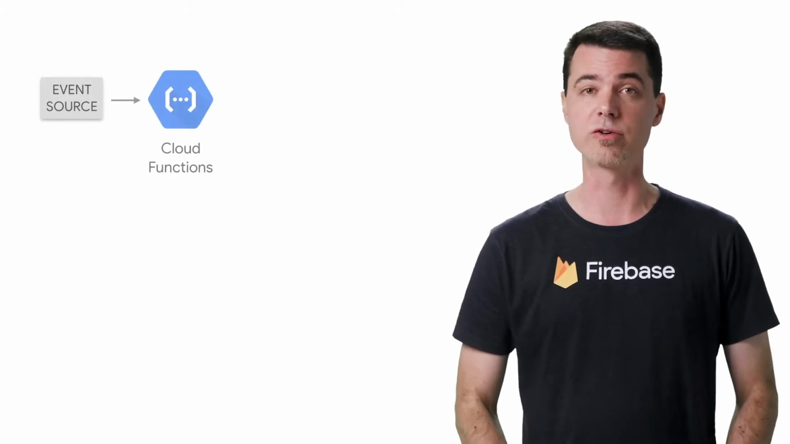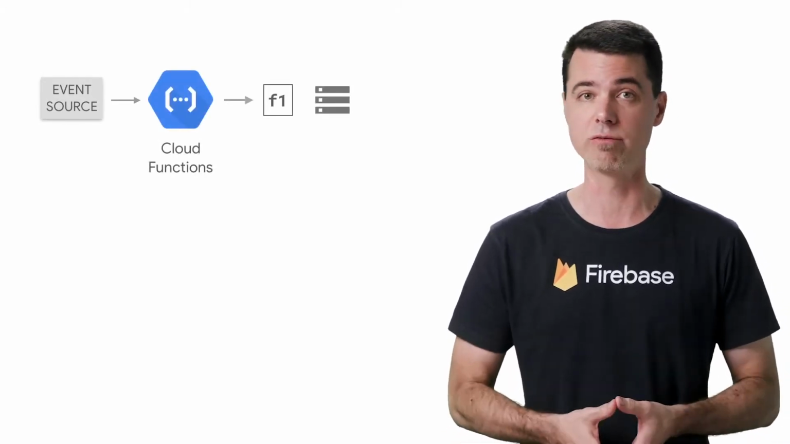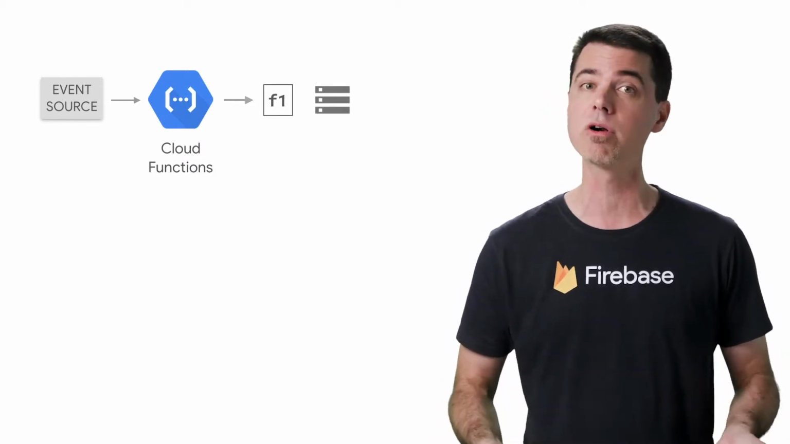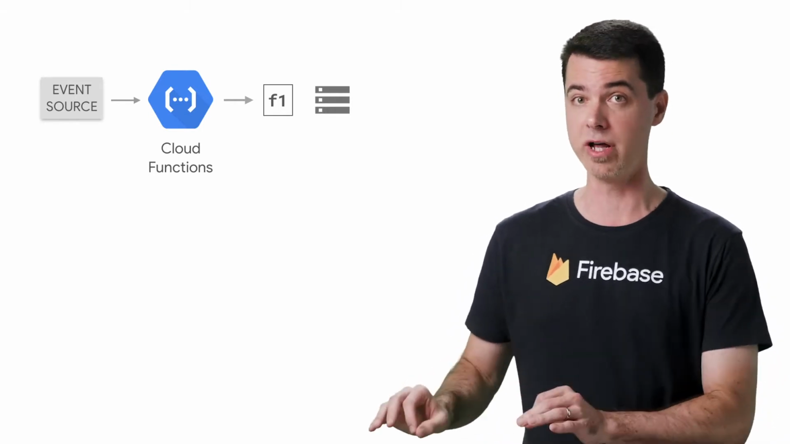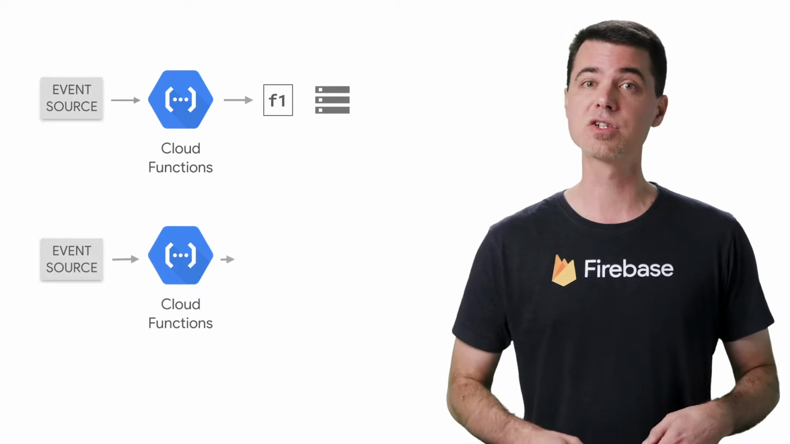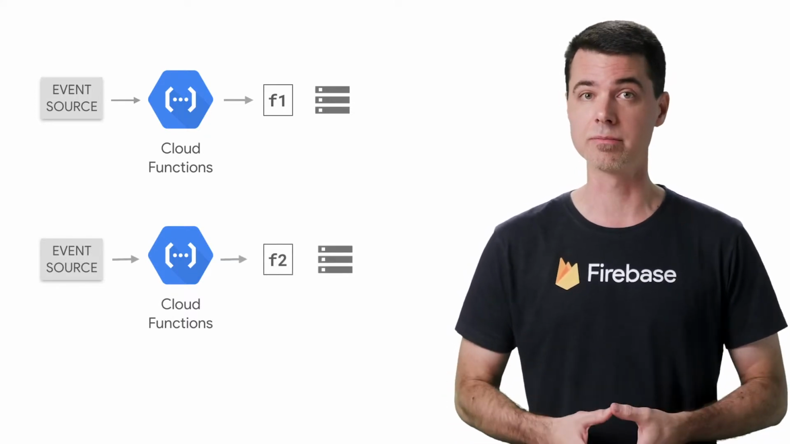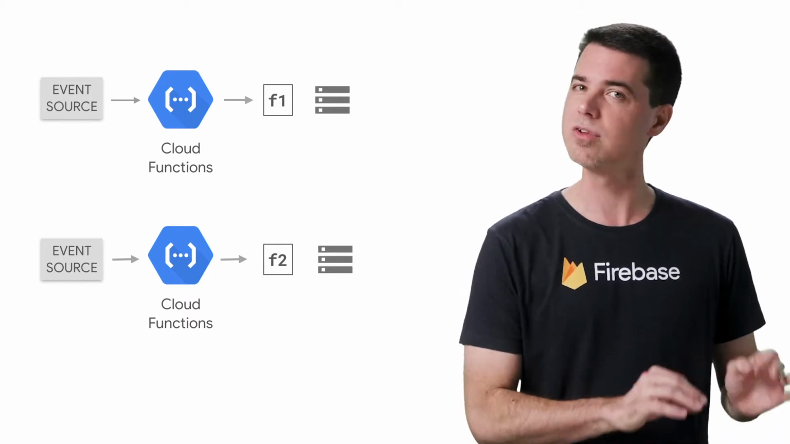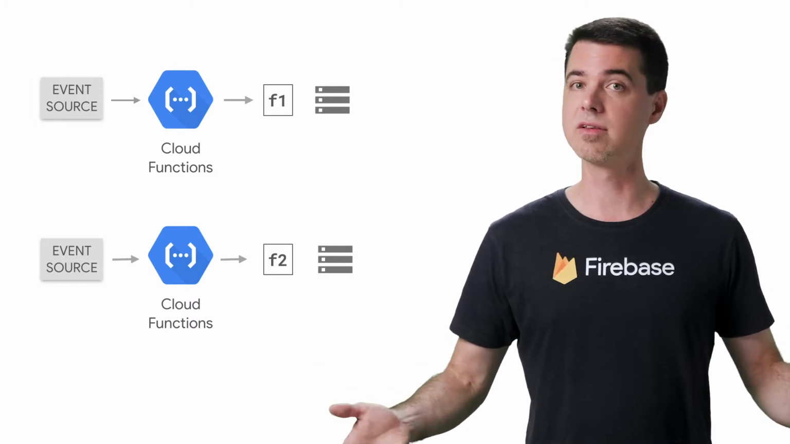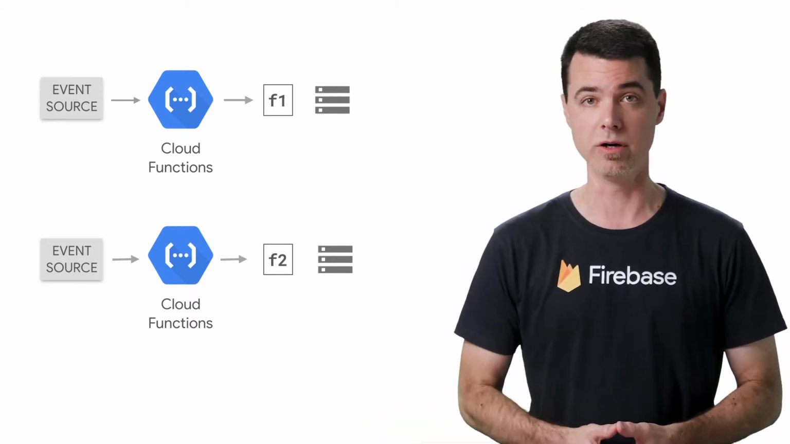When an event occurs that triggers F1, Cloud Functions will spin up a server instance with the container image for F1 and deliver the event to it. And this instance will hang around for a while to receive more events for F1, one after another in serial. When an event occurs that triggers F2, Cloud Functions will spin up a completely different server instance for it and deliver its events there. The instance that's running F1 knows nothing about F2 and vice versa. They're completely isolated from each other. This means they don't share any memory or local disk space, even though they contain all the same code.